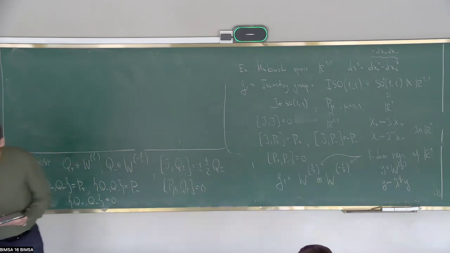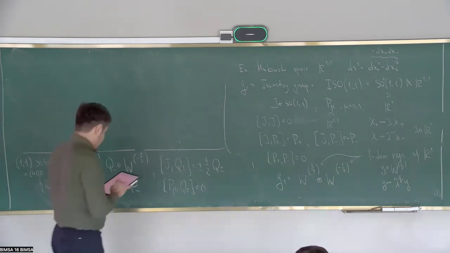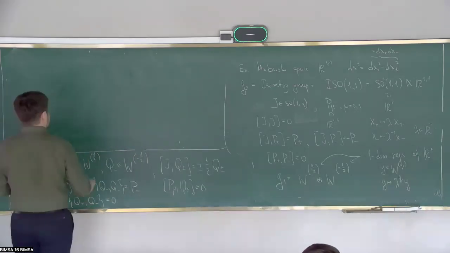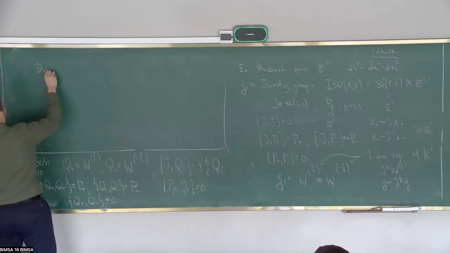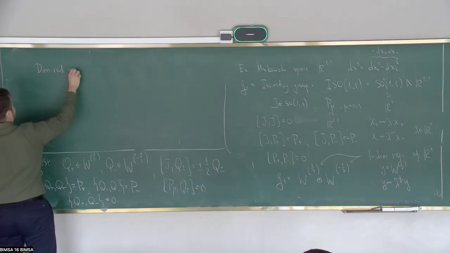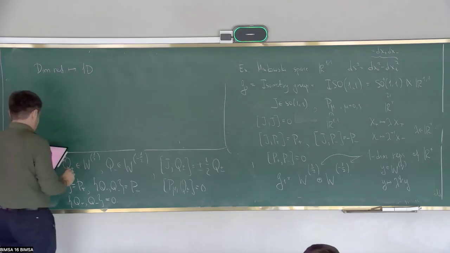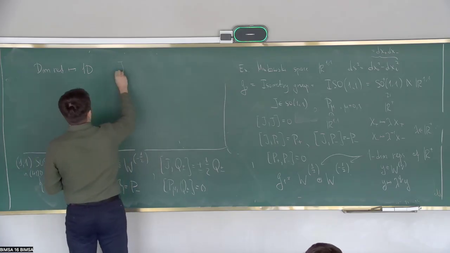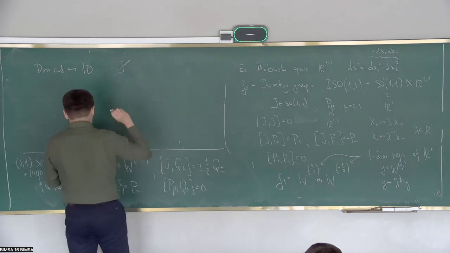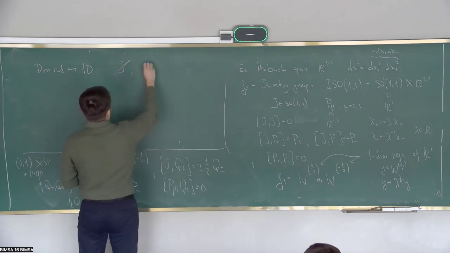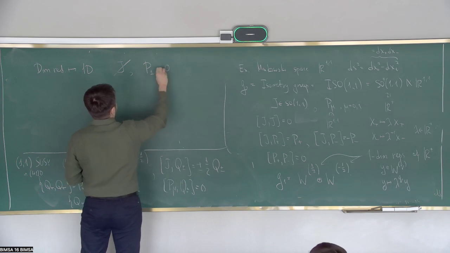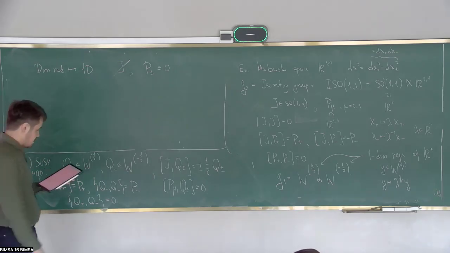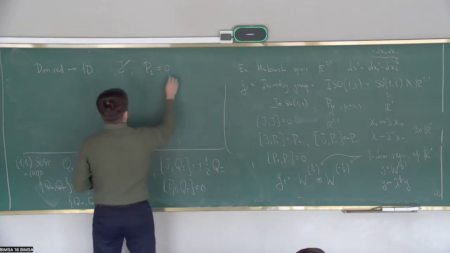Okay, and now what we want to do is dimensional reduction to one dimension. So what will happen after dimensional reduction? We get rid of the Lorentz generator, and we get rid of P1. So it's not P1 to 0, it's the momentum along the space direction, if you like. And we say that P0 is the momentum.